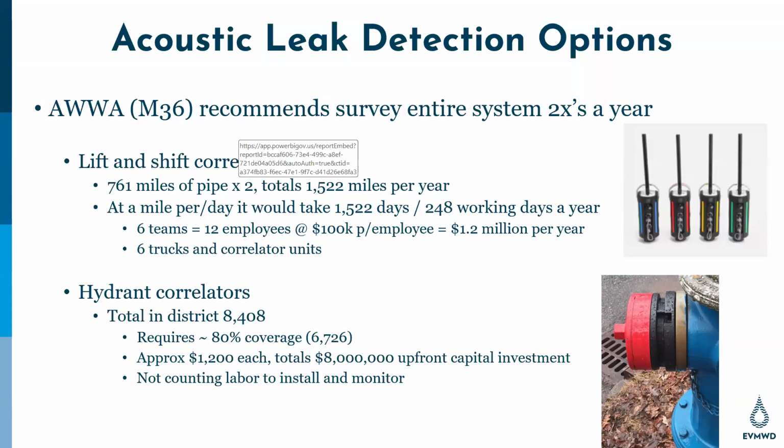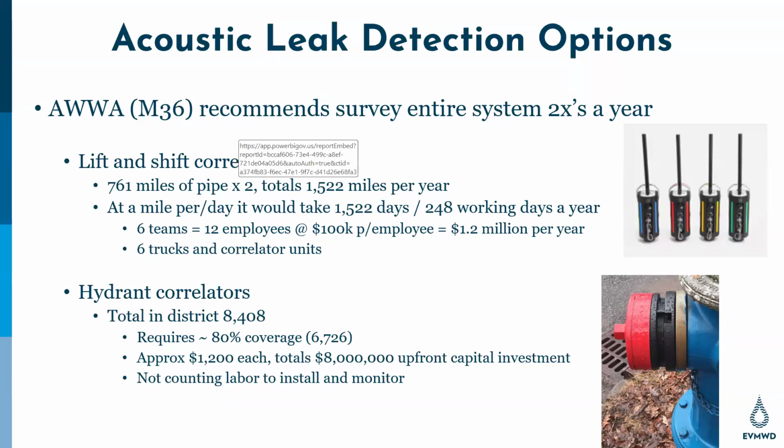I got some of this information from the Tri-State event in Las Vegas last year. Talking with a vendor, you'd need about 80% of your service area covered to have an adequate hydrant correlator system. Since we have over 8,400 fire hydrants, we'd have to purchase 6,726 correlators as of today's counts. Now, granted, we're growing every day. We're adding hydrants and pipelines and meters monthly here in Elsinore Valley.